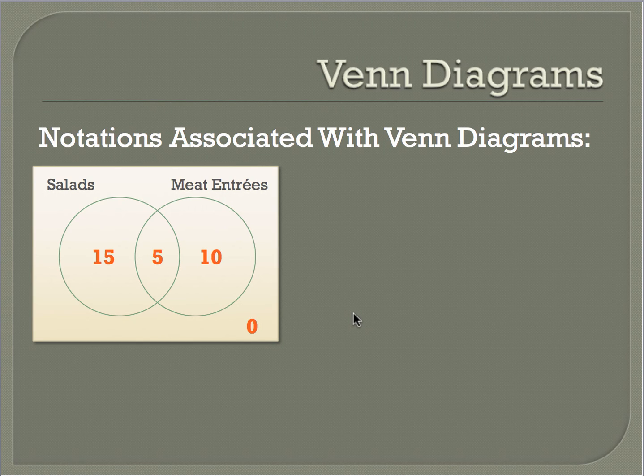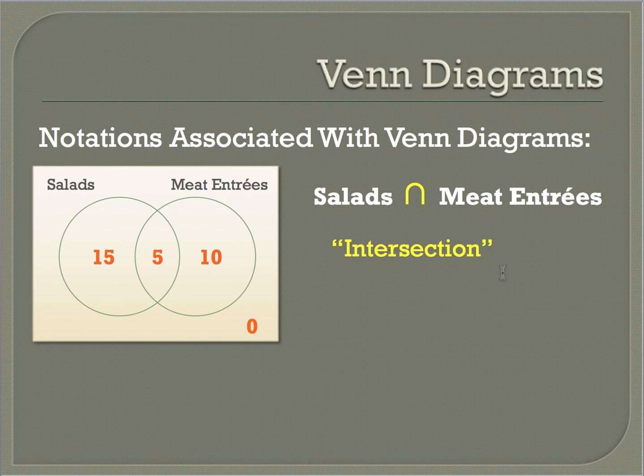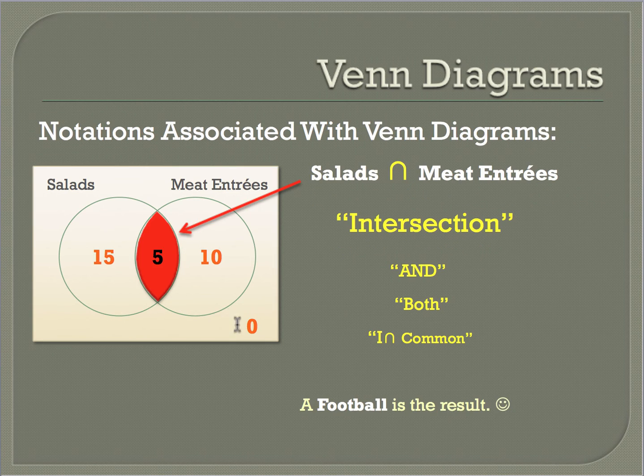There are some notations associated with Venn diagrams as well. When you see this little symbol like here, this upside down horseshoe or this N-type shape, this little N symbol means salads intersected with meat entrees. Now we just got done doing that a minute ago. The word intersection is also a similar statement to saying both. When I take the salad circle and intersect it with the meat entree circle, that space that overlaps is the intersection. So that would be this little red space that you see here.